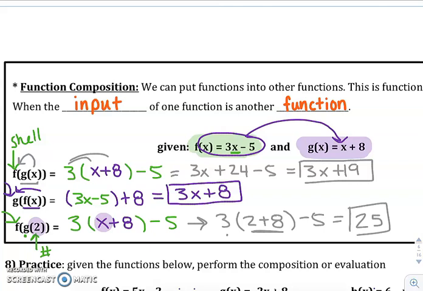So when you have a number inside the parentheses there, you should be equaling just a number as your answer. But if it's just an x inside the parentheses, we're just going to simplify like we did for the first and second one.